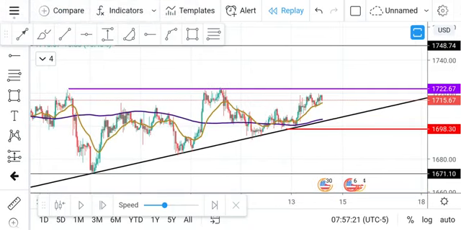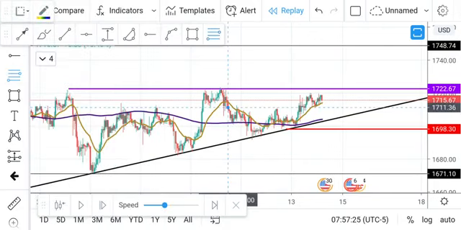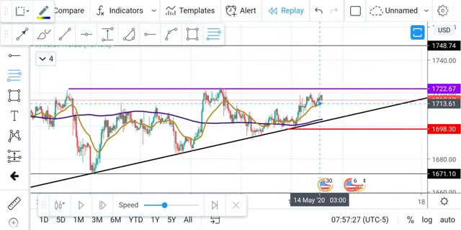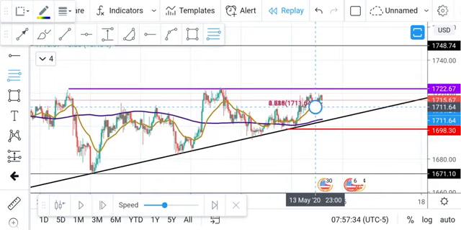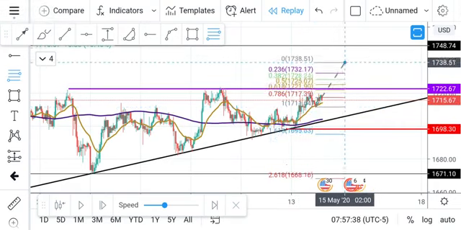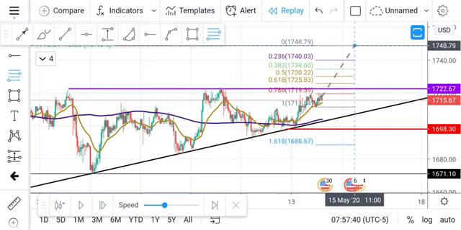You can see that the 20 period moving average is supporting price already. So you put the Fibonacci retracement from this price rejection over here, or you can use this price rejection over here. Then since you are expecting the price to go up, you drag upward towards here.